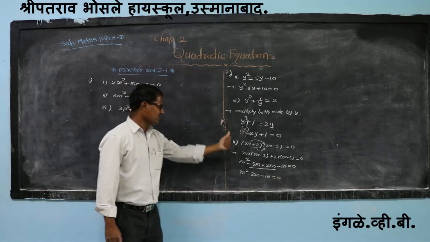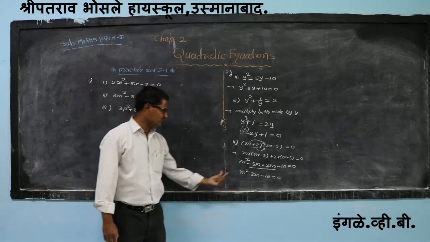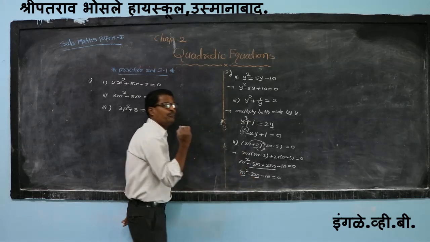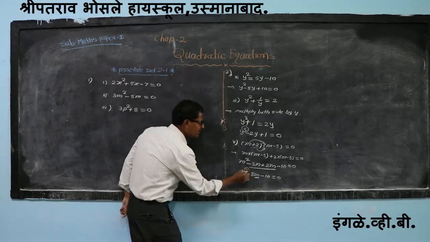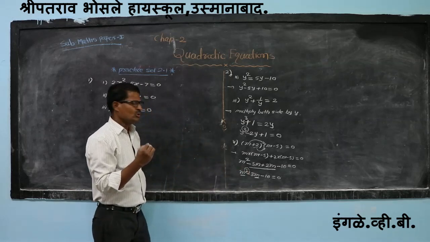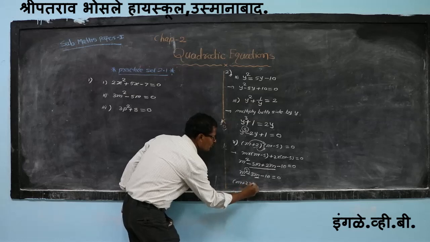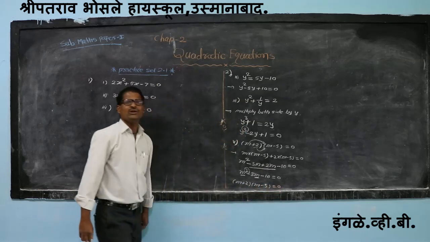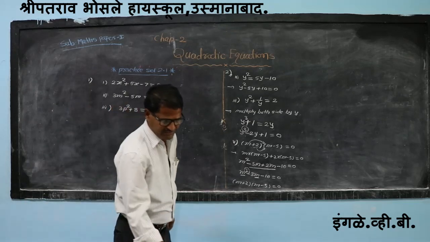Now we have converted the given equation into standard form. Here we observe that there is only one variable, that is m, and the highest index of the variable is 2. So the given equation m plus 2 into m minus 5 is equal to 0 is a quadratic equation. Now next, example number 6.